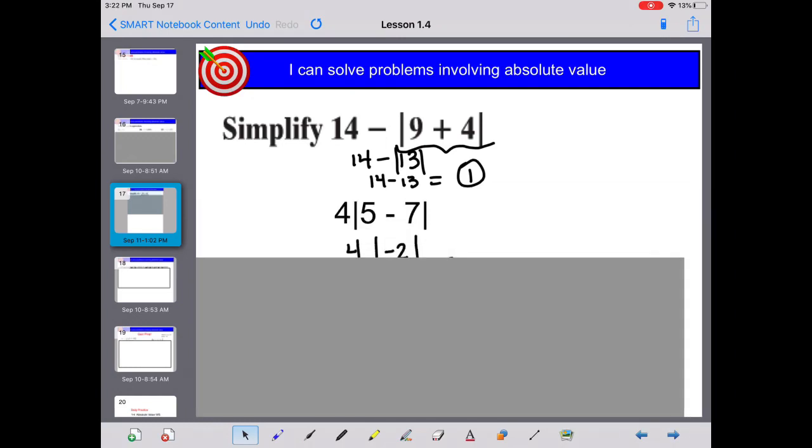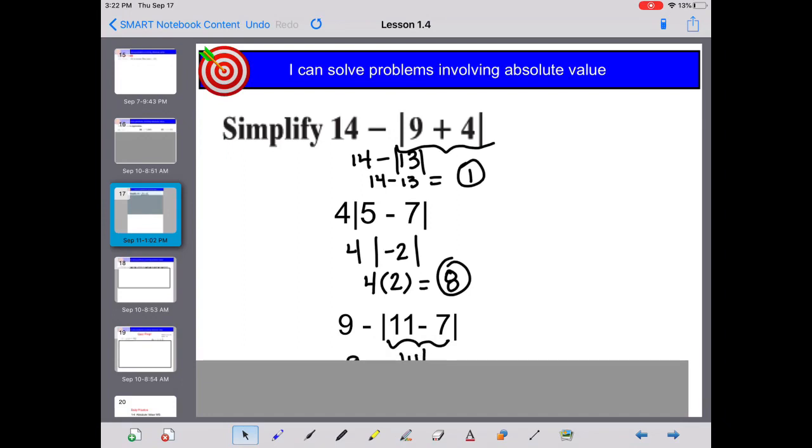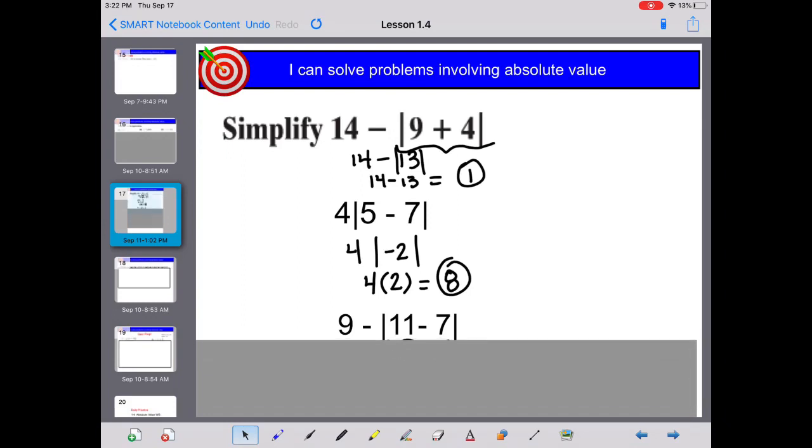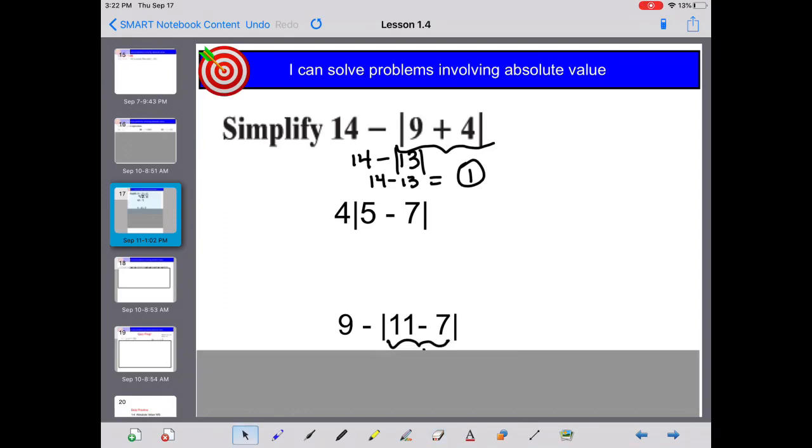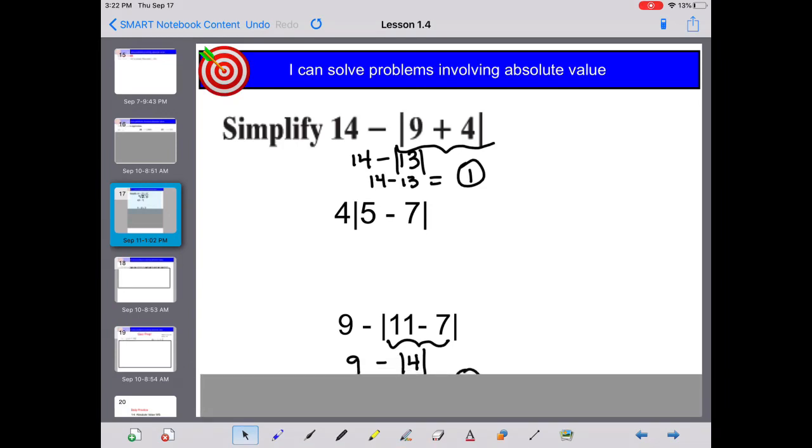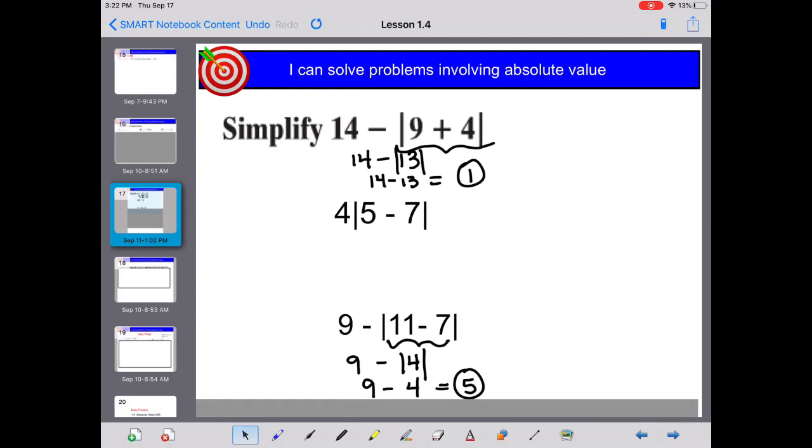Okay, this problem I don't think you had in your notes, so we're going to skip down here. Skip down to this one. 9 minus the absolute value of 11 minus 7. The absolute value of 11 minus 7 is 4. The absolute value of 4 is 4. So I end up with 9 minus 4, which gives me 5.